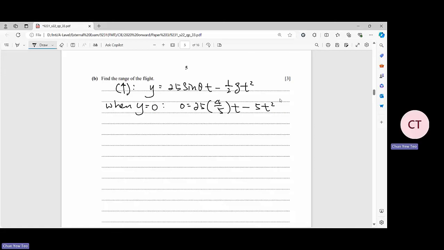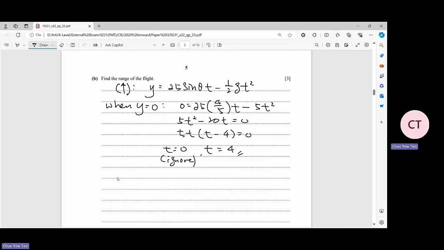Just simplify. You will get 5d squared minus 20d equal to 0. Take the 5d out, you have d minus 4 equal to 0, d equal to 4. So it takes 4 seconds. Of course, d equal to 0, we ignore. So d equal to 4 seconds.